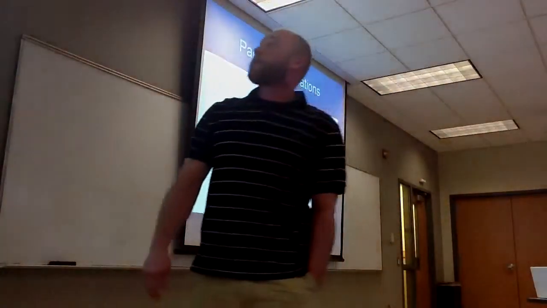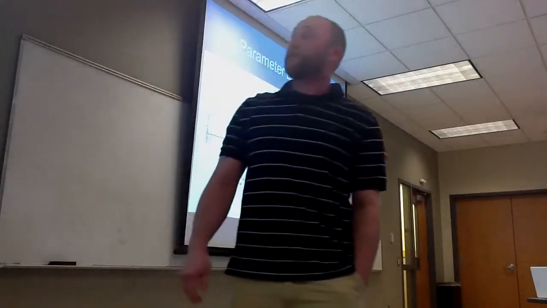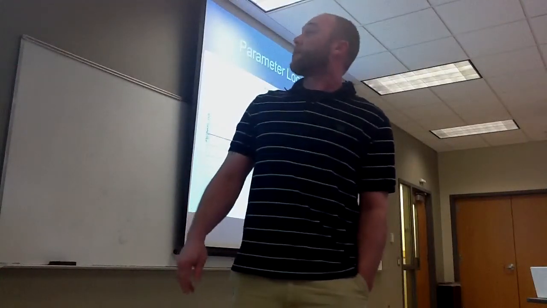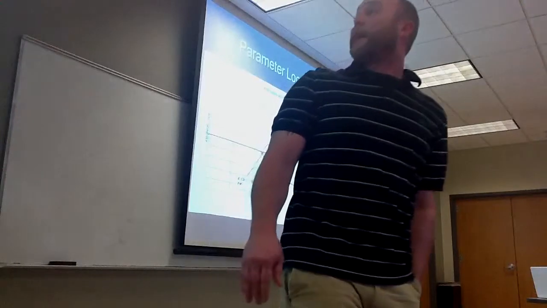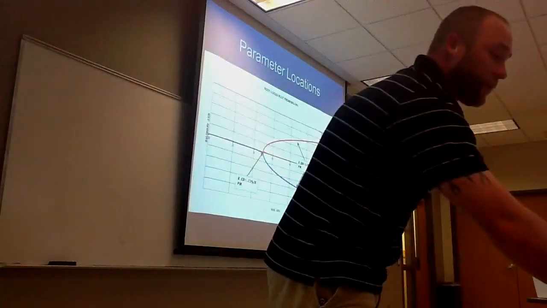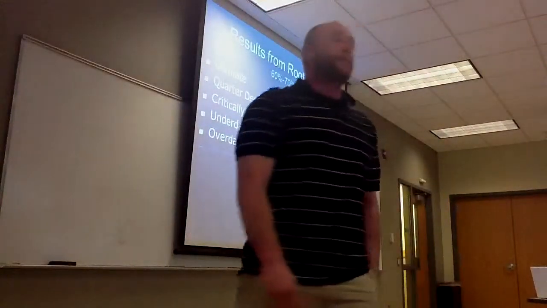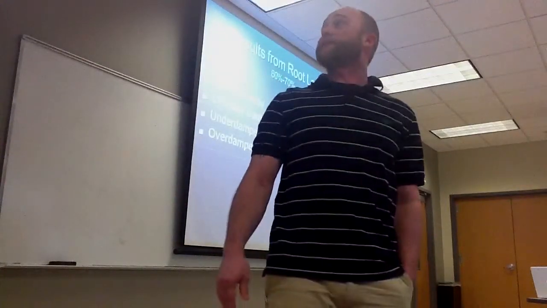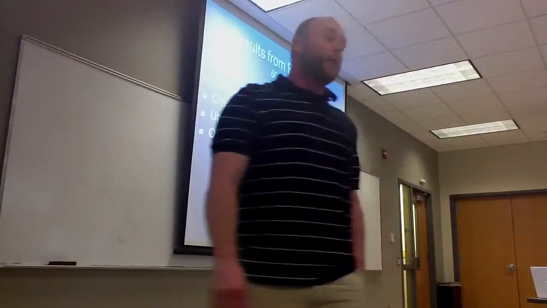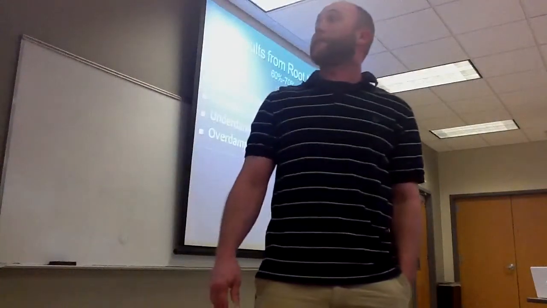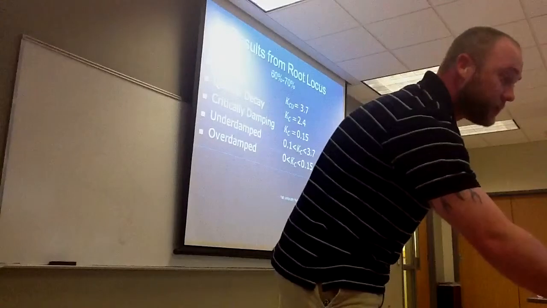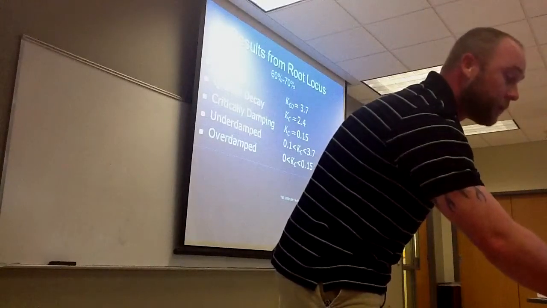Here are the parameters of our root locus from 60 to 70, where our KC is 0.15, KQD is 2.4, and KCU is 3.7. Here we have the ultimate, showing our KCU at 3.7, our quarter decay KC at 2.4, critical damping KC at 0.15, underdamped KC between 0.1 and 3.7, and overdamped between 0 and 0.15, and all these are in percentage over centimeters of water.